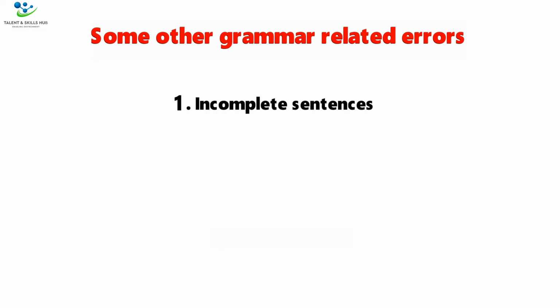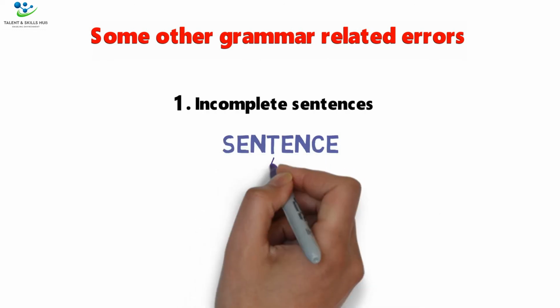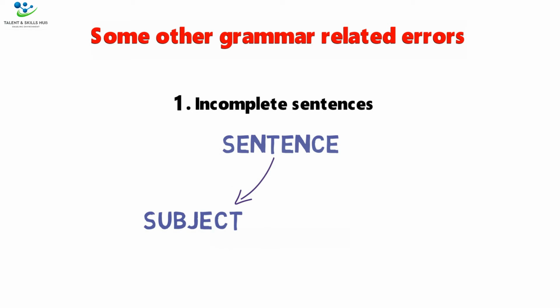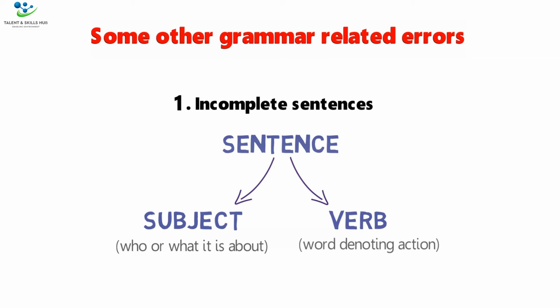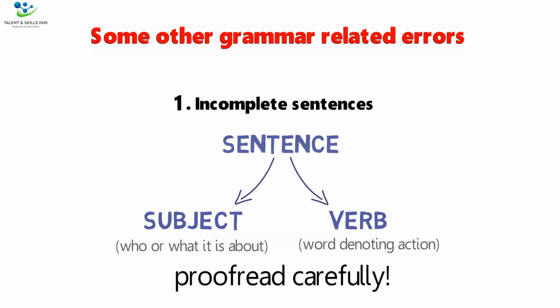Some other grammar-related errors. 1. Incomplete sentences. Every sentence must have a subject, that is, who or what it is about, and at least one verb, and it must make complete sense on its own. If any of these ingredients are missing, it is not a proper sentence, so proofread carefully, sentence by sentence, with this in mind.